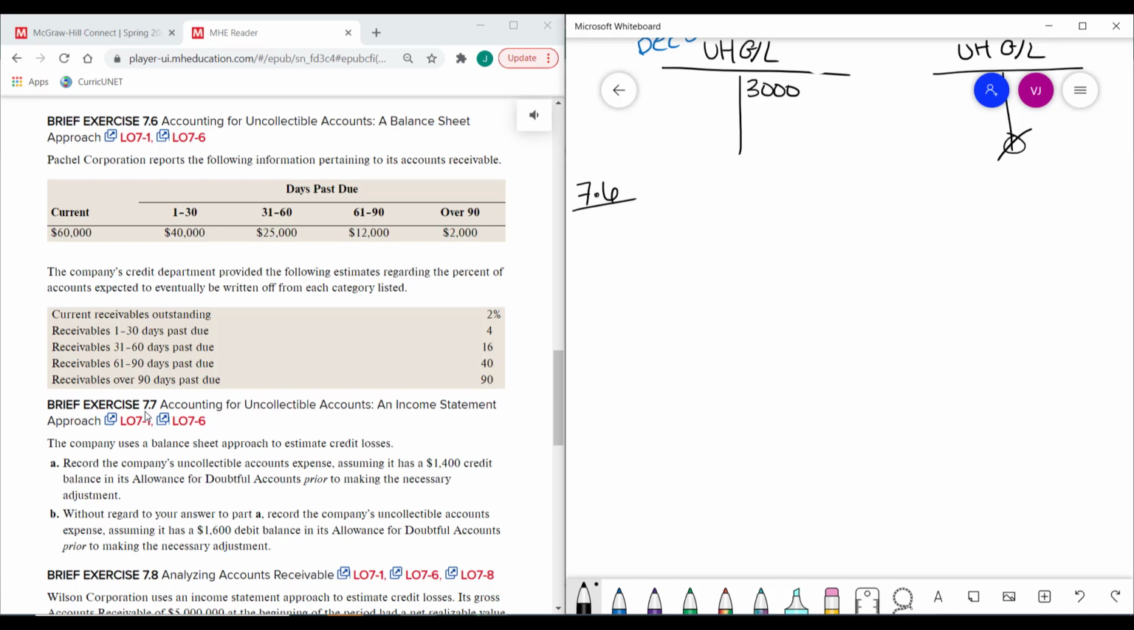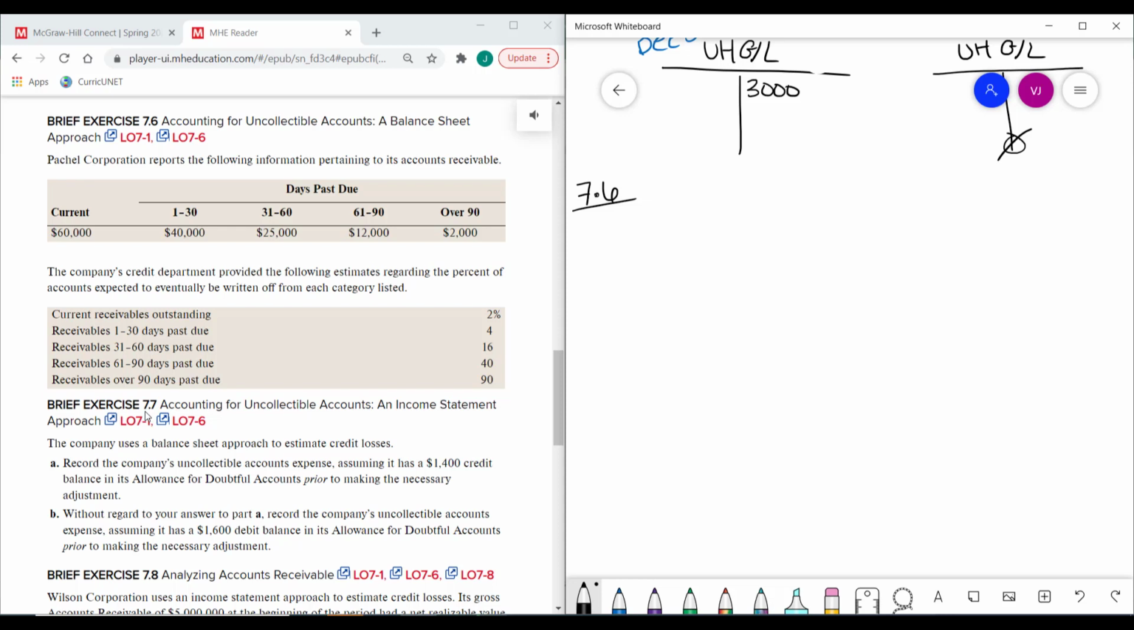It says, Patchell Corporation reports the following information pertaining to its accounts receivable. So it tells us that $60,000 of it is current, $40,000 of it is 1 to 30 days past due, and so on and so forth. It gives us different age categories of its accounts receivable and the amount in each. And then it says the company's credit department provided the following estimates regarding the percent of accounts expected to eventually be written off from each category listed. So basically, for each of these categories, what percent of it does the company expect they will never collect? They will have to write off.